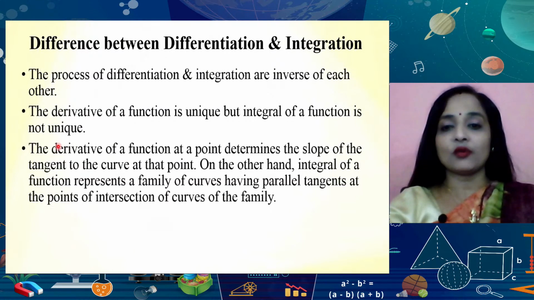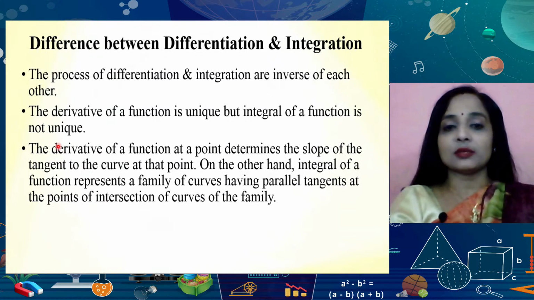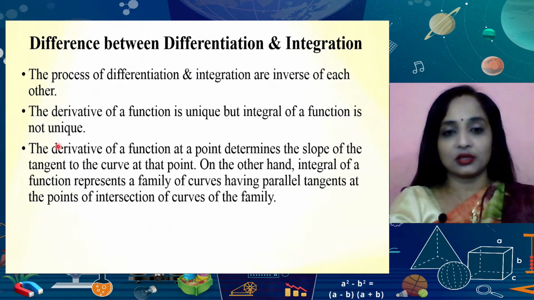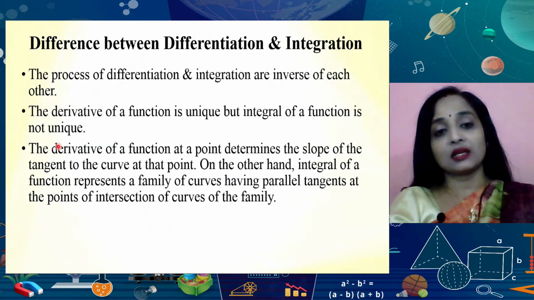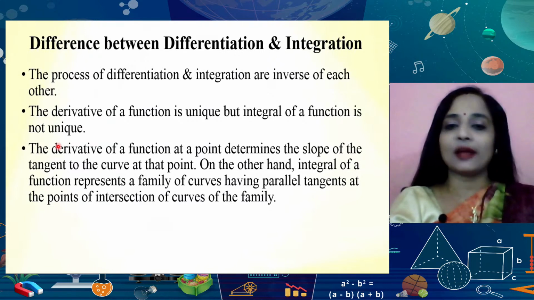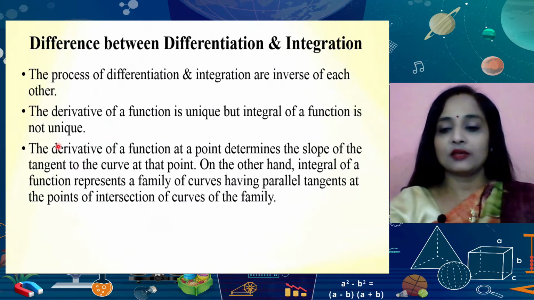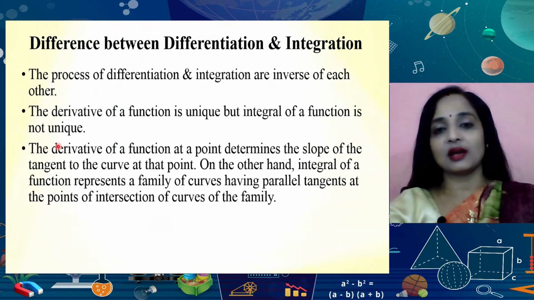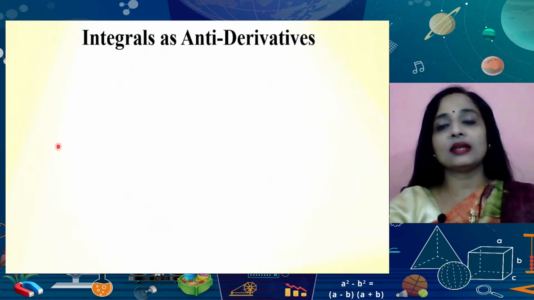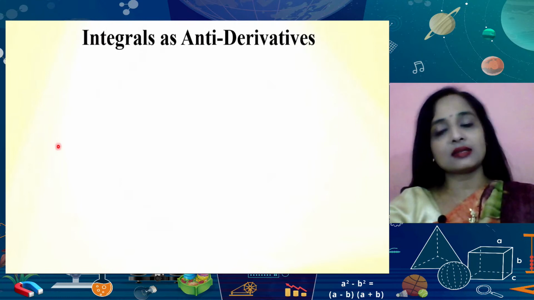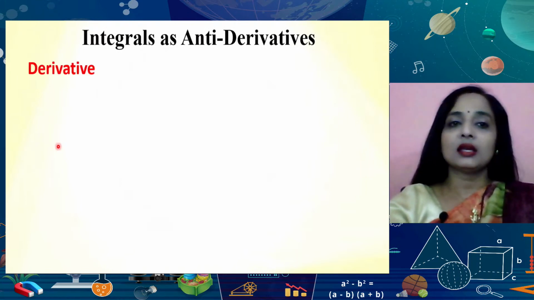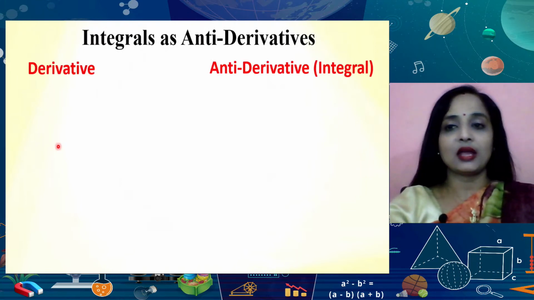The derivative of a function at a point determines the slope of the tangent to the curve. But the integral of a function represents a family of curves. We have just seen that by using the graph. Now let's start integrals as antiderivatives. We have one derivative and we learn its antiderivative or integral at the same time.